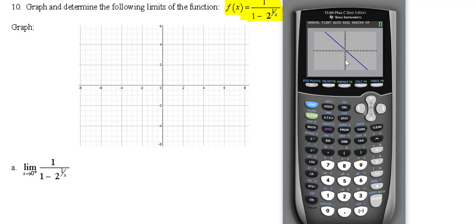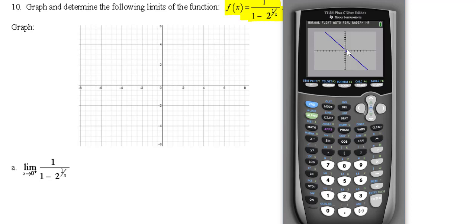Alright, so what I can see is that this does appear to be a discontinuous graph. There does appear to be a jump right here at x equals 0, and that should make sense to you because if I put 0 in for x, I have 1 over 0, which is undefined. So that does make sense here.